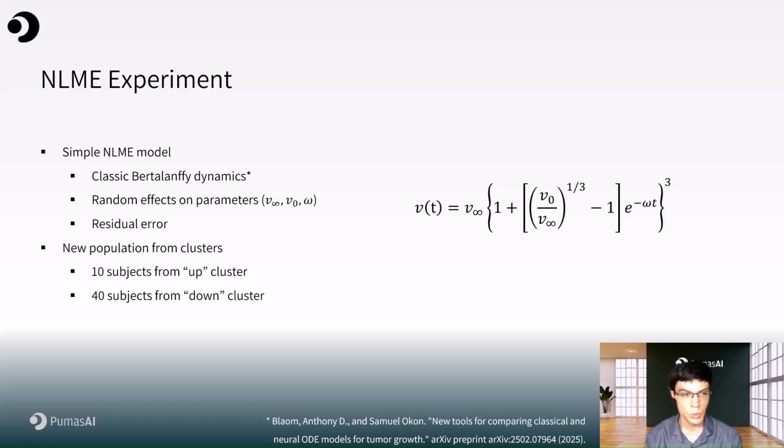And to fit this model, we actually sampled a new population from the clusters that we identified with the previous procedures by using 10 subjects from the up cluster and 40 subjects from the down cluster. And after feeding this NLME model to this new population, we then used it to simulate many different cases of this population, so we would have the information necessary to create VPC plots for the new population and each subgroup that we used here.